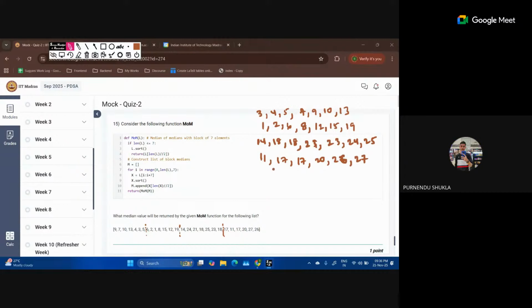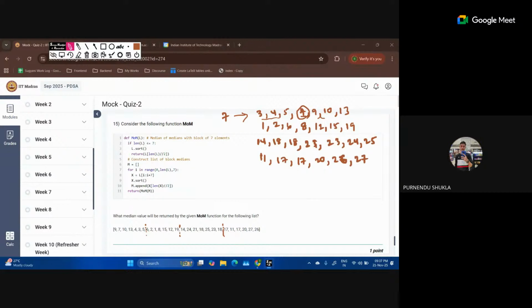Take the median of each. What is the median of this? N by 2 means the total length divided by 2 using integer division. So 7 divided by 2 gives the third element, so 7. When you're asked to find the median of a list of elements, you just find the middle value. There are 3 elements to the left of this and 3 elements to the right, so this is the median. That's the formula to compute median.